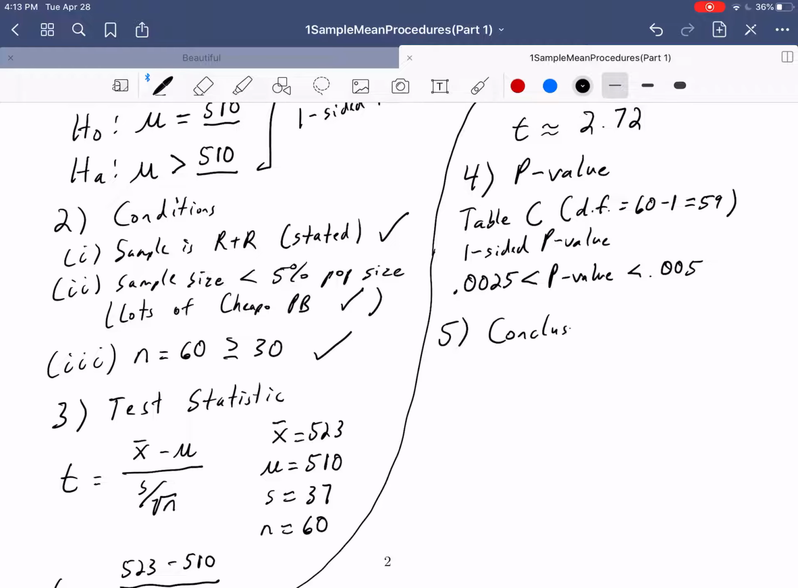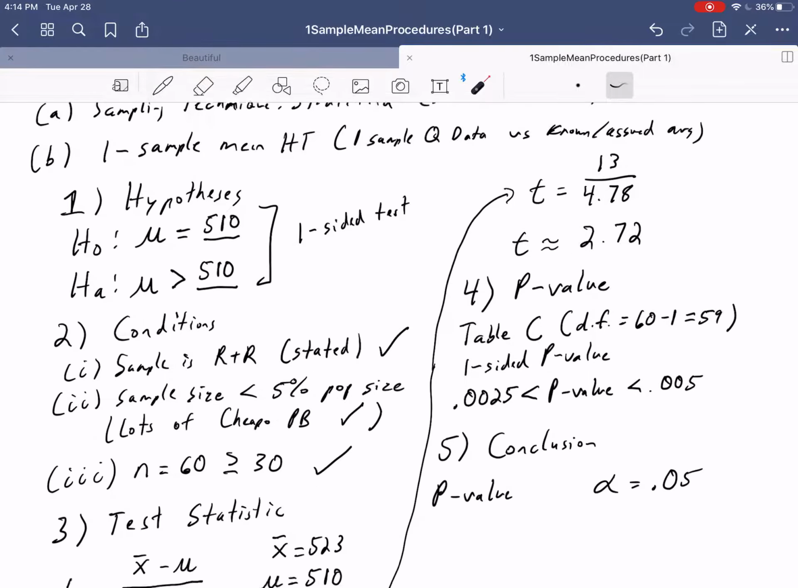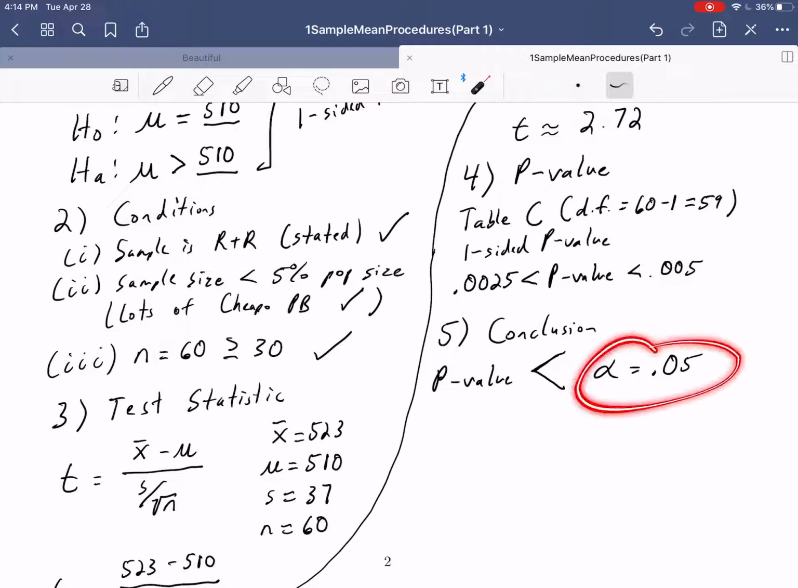The conclusion. So we take this p-value and we compare it against the alpha, which was 0.05. How do we know the alpha was 0.05? Because that's stated right in the problem. So how does this p-value up here compare to this? Well, we don't know exactly what the p-value is, but we know that the p-value is smaller than 0.005. So if it's less than 0.005, it's certainly less than 0.05. So we can conclude that the p-value is less than the alpha. In other words, our p-value here is very small because it's even smaller than our alpha of 0.05.